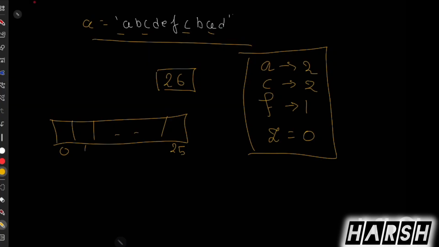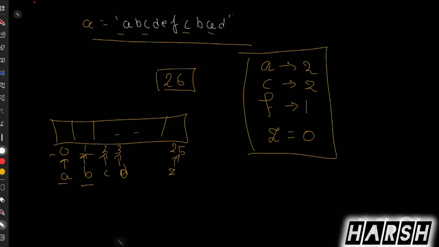There is no such relation, but we assume that 0 is A, 1 is B, 2 is C, 3 is D, and 25 is Z. We assume that. Now, next concept: how do we assign? In our mind, we map A to 0 and B to 1, but how do we do it in code?